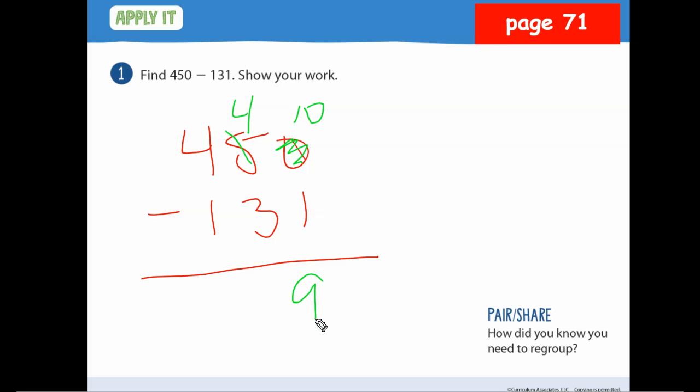Okay, it's 9. And then 4 minus 3, can I do that? Yeah, so what's 4 minus 3? 1. Okay, I don't need to borrow. I don't need to regroup. Okay, and then 4 minus 1? 3. So it's 319.